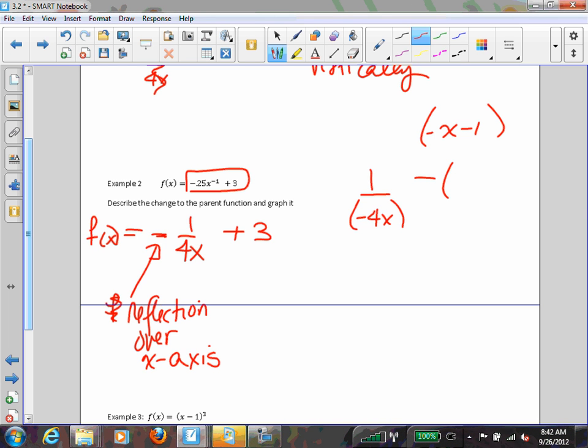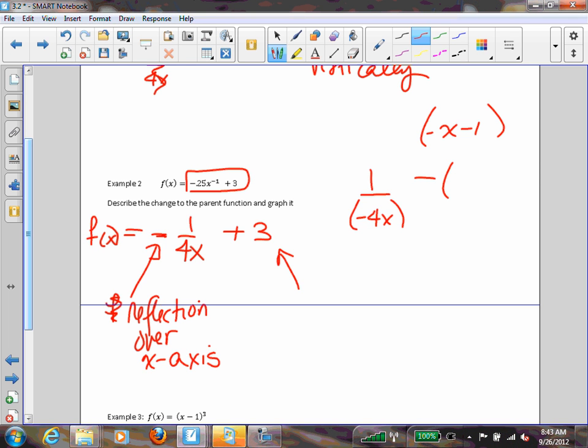Okay, this one's easy too. How am I moving if I'm adding that 3 out to the side? Left, right, or up, down? It's not in parentheses with the x. It's over to the side. So it affects the what? The y. So am I going up, down, or left, right? Which way? Up or down? Because we keep the sign if it affects the y.